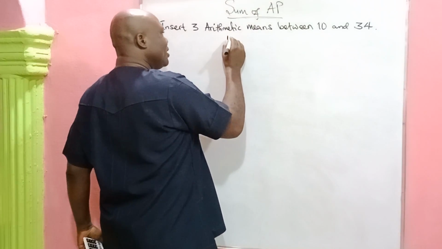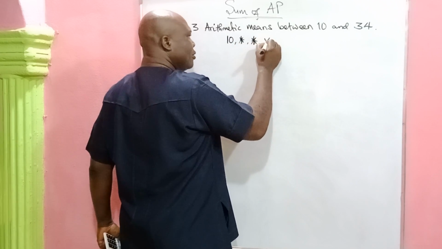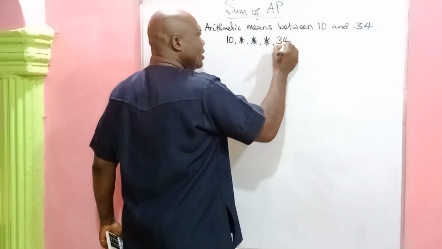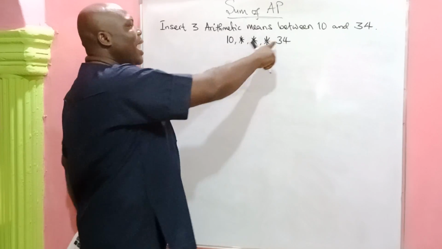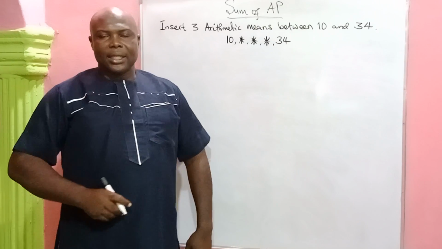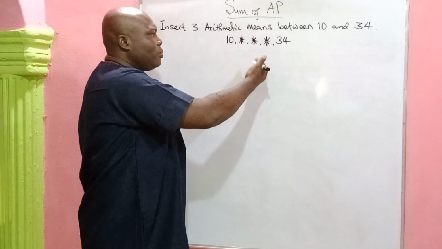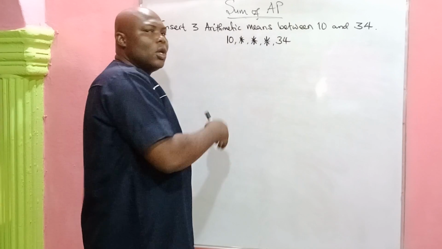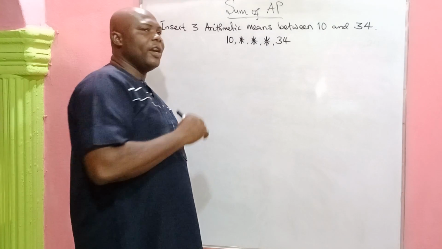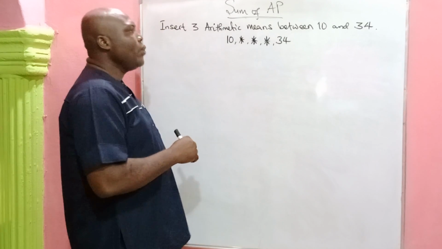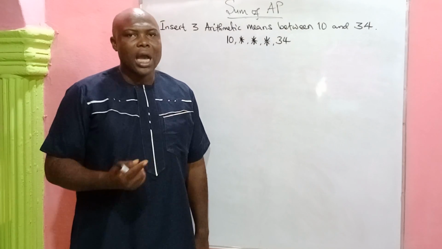All right, so we have this 10, then we have star, star, star, and then 34. It means that this is an AP series with the first term being 10 and the last term, which is the fifth term, being 34. Now, we don't know what the common difference is. We don't know what is added or subtracted to get subsequent terms or preceding terms. So for us to get the common difference, we have to do something. We are supposed to find the second term, the third term, the fourth term to form this AP series. How do we do that?